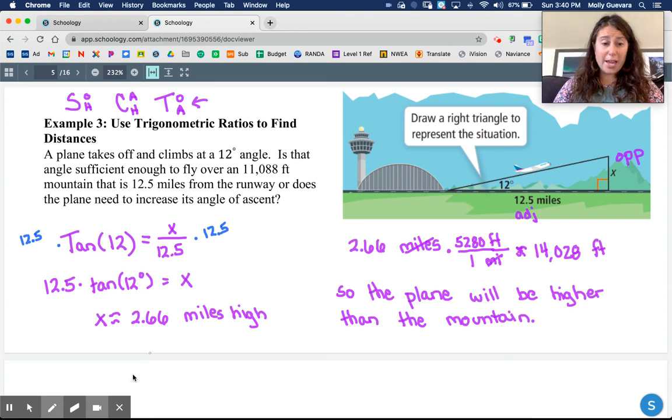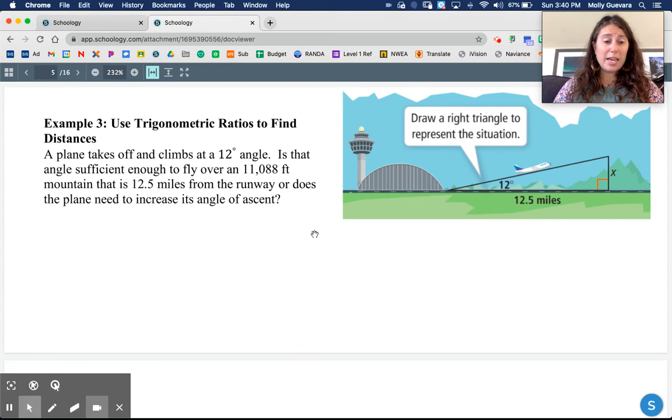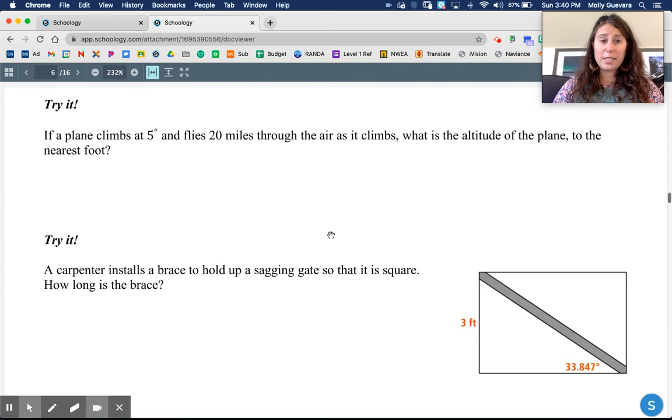We have a try it here using the exact same idea. But again, I don't have a diagram, so we're going to have to draw one. If it helps you, you can write your SOHCAHTOA. It says, if a plane climbs at 5 degrees and flies 20 miles through the air as it climbs, what is the altitude, that's the height of the plane, to the nearest foot.